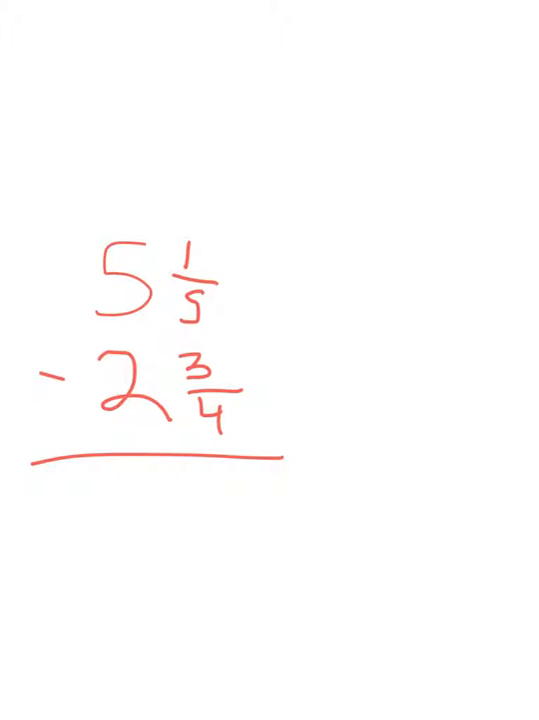Let's go ahead and do one where we will have to regroup or borrow, okay? Let's say we have 5 and 1 over 5 minus 2 and 3 over 4, okay? So, we're going to have to move it over here, right? What is going to be on the bottom? Need to multiply, right? So we're going to go ahead and do 5 times 4, right? What is 5 times 4? 20, right?